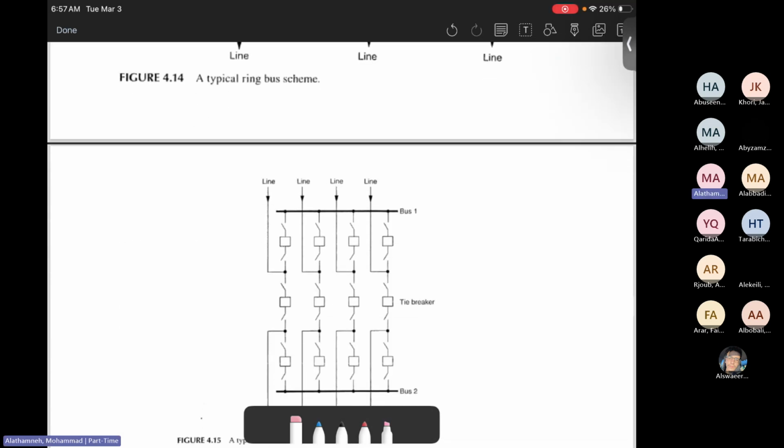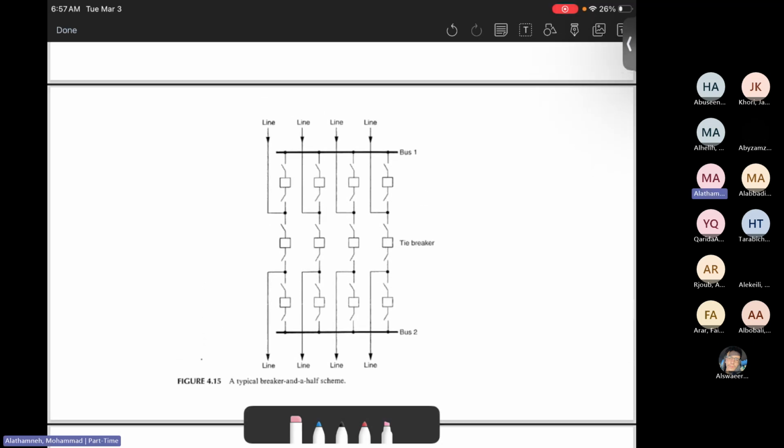Then the last one, which is a breaker and a half scheme. A breaker and a half is a modified version of the double bus bar, double breaker. So we have bus bar number one, which is double bus bar. Now the other breaker, we can say for the upper line, we have these two breakers. For the lower line, we have these two breakers, which means this breaker is common in two, which means the first line and the second line are sharing one circuit breaker.